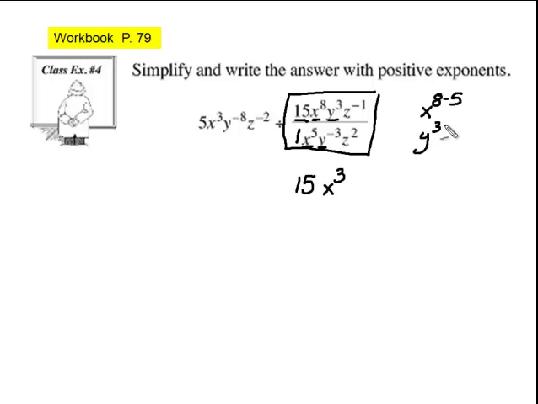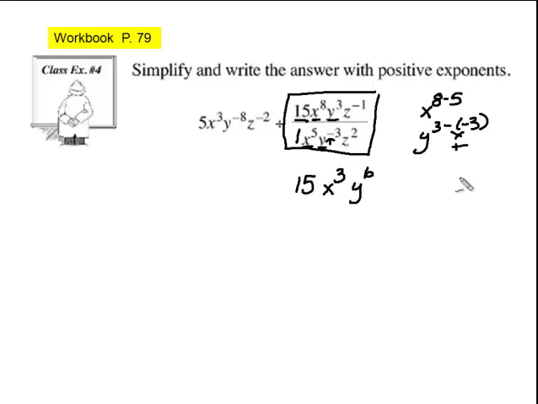Y cubed minus, now pay attention that the denominator has an exponent of -3, so it's minus a -3. When you subtract a negative, you're really adding it. So this is going to become y to the 6th.